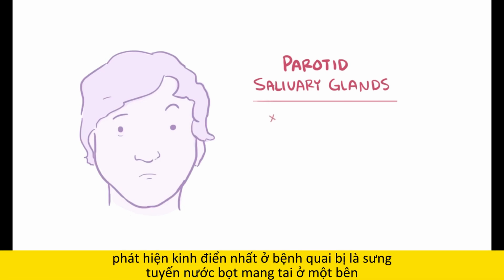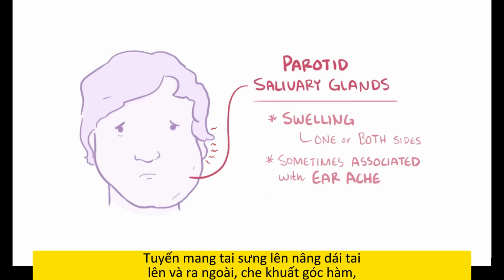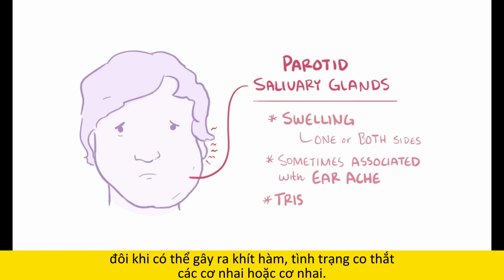And the most classic finding in mumps is swelling of those parotid salivary glands, either on one side or on both sides, sometimes with an associated earache. The swollen parotid gland lifts the earlobe up and out and obscures the angle of the jaw, and can sometimes cause trismus, which is spasm of the muscles of mastication or chewing.